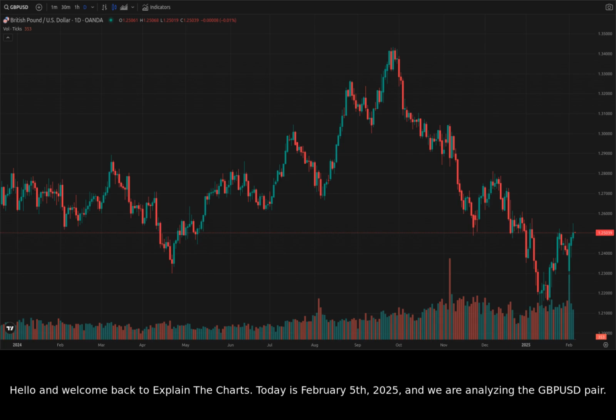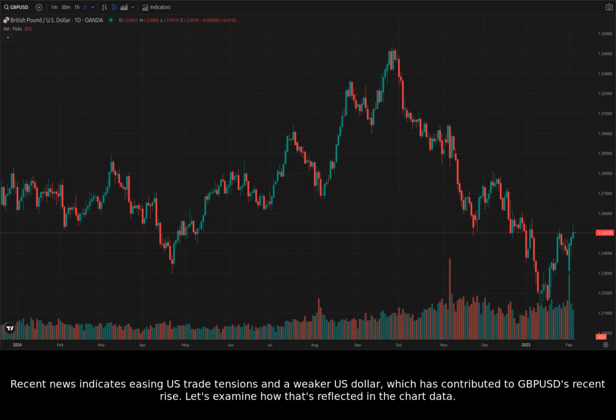Today is February 5th, 2025, and we are analyzing the GBPUSD pair. Recent news indicates easing U.S. trade tensions and a weaker U.S. dollar, which has contributed to GBPUSD's recent rise. Let's examine how that's reflected in the chart data.